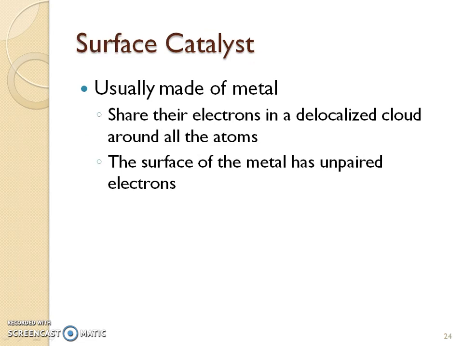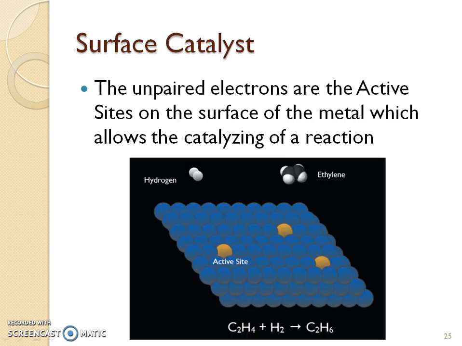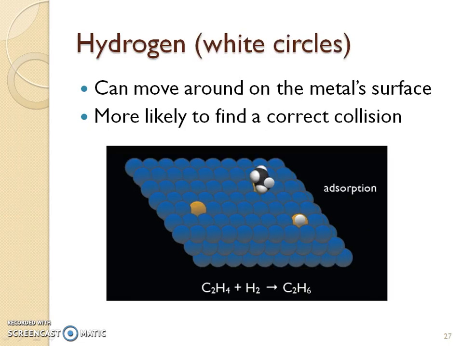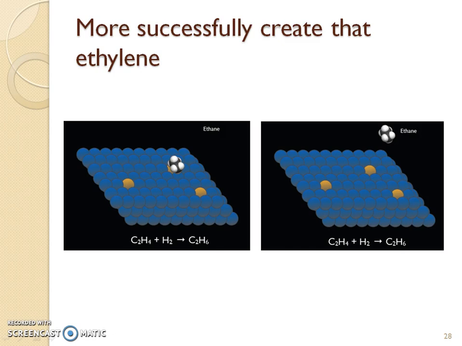So how about surface catalysts? Sometimes catalysts are just used on the surface of a metal. Again, getting something to break something down quicker or form those products quicker. So again, he gave you that nice analogy. So hydrogen and ethylene, again, talking about more of this example. So hydrogen are those white circles, and again, more successful creating that ethylene using that catalyst.